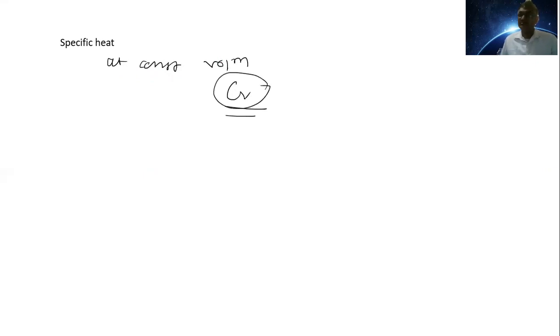And we denote it by CV. Similarly, specific heat at constant pressure. The gas is heated at constant pressure. We denote it by CP. We can denote it by CP.